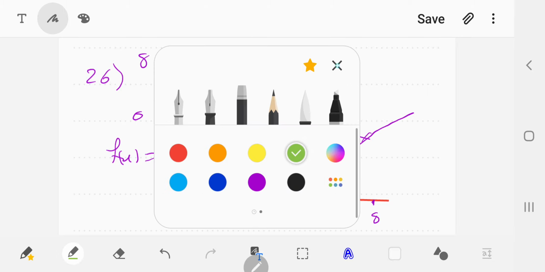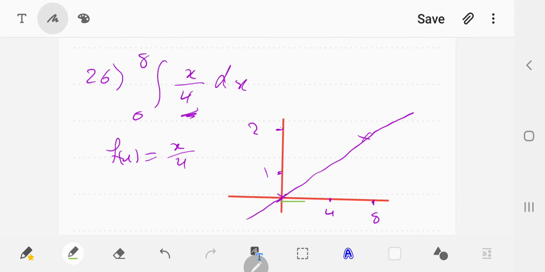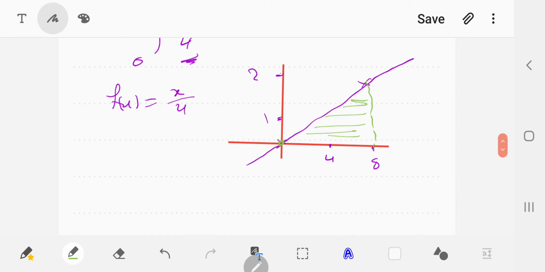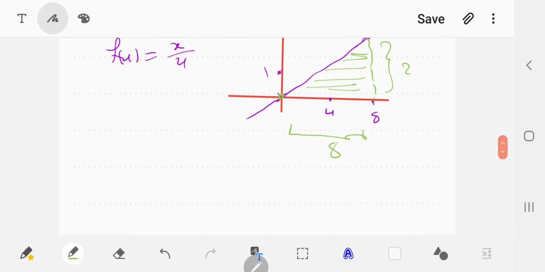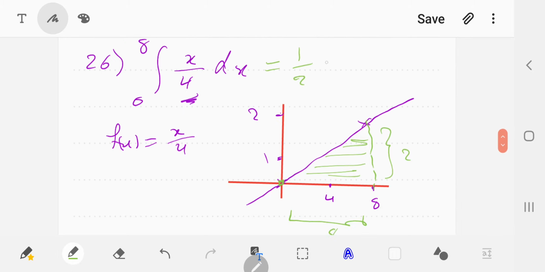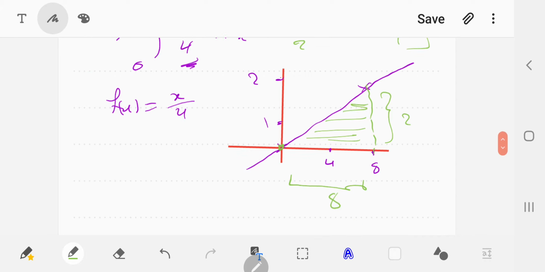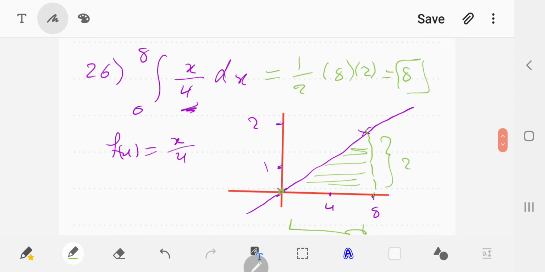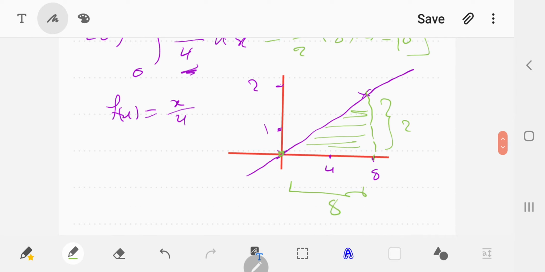And the question is asking you to find the area from 0 till 8. So again, you are talking about area of a triangle. The base is 8, the height is 2. So this integration will be equal to half times base times height, which is again 8. And that's it. I hope that you got the idea. Of course, you can do it algebraically also, like the other examples.